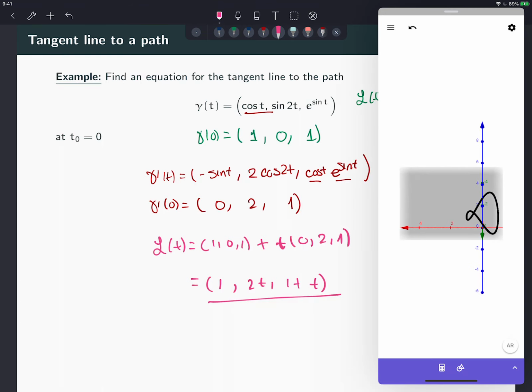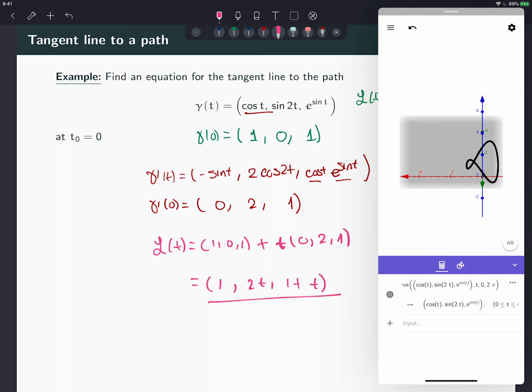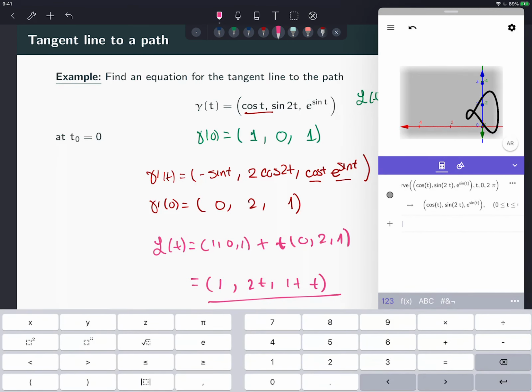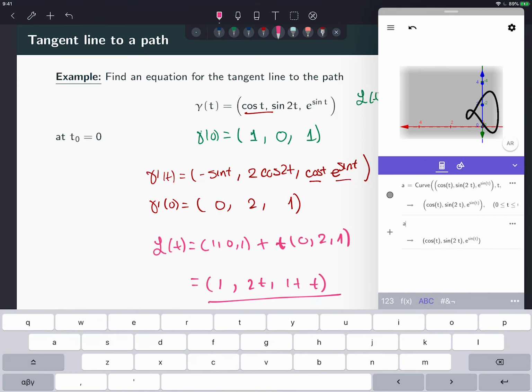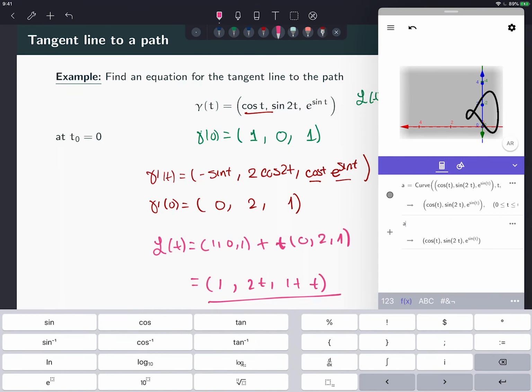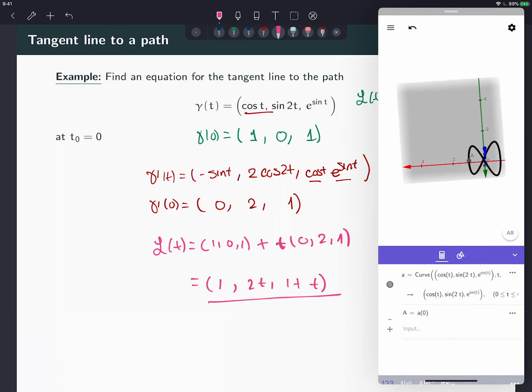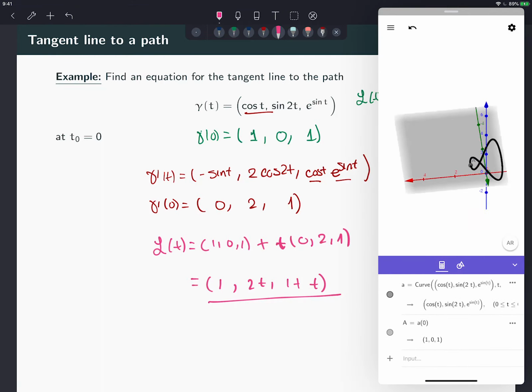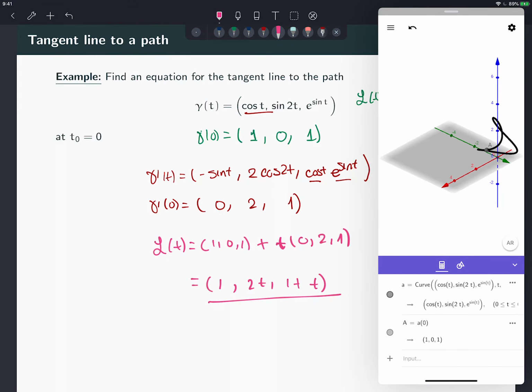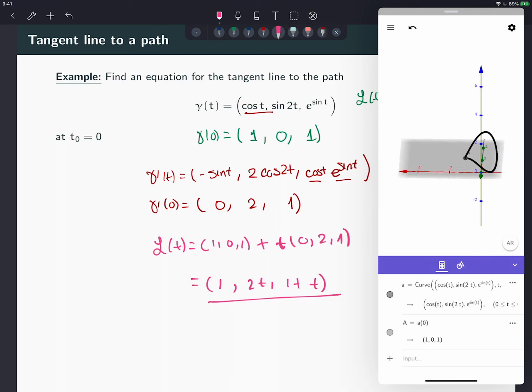Okay, so I'm doing this at the point gamma of 0, so I can type here, remember, that the curve is called A, so I can just type A of 0, and it will show the point. So let me show the point A of parentheses 0, that's the (1, 0, 1), right? And you see the point right there, the gray point over here, labeled A.